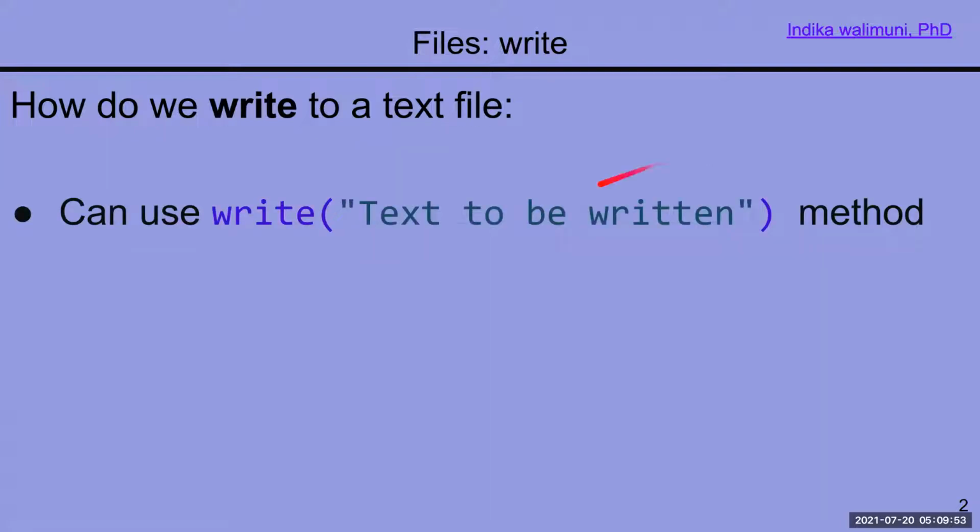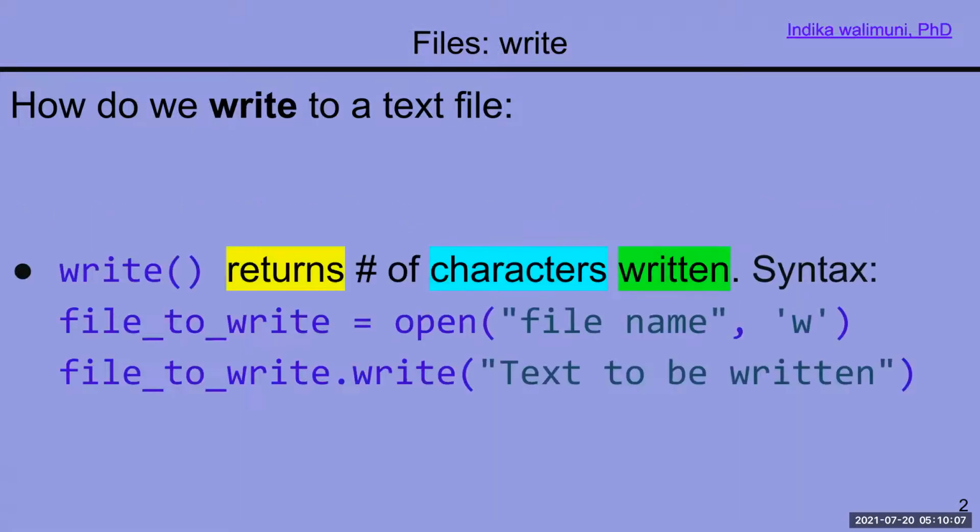Then we can use the write method. Once we open the file for writing, we can use the write method. Write returns the number of characters written into the file. To do this, we open it with write mode, and then we have the file object, then dot write, and we pass the text to be written into the write method.